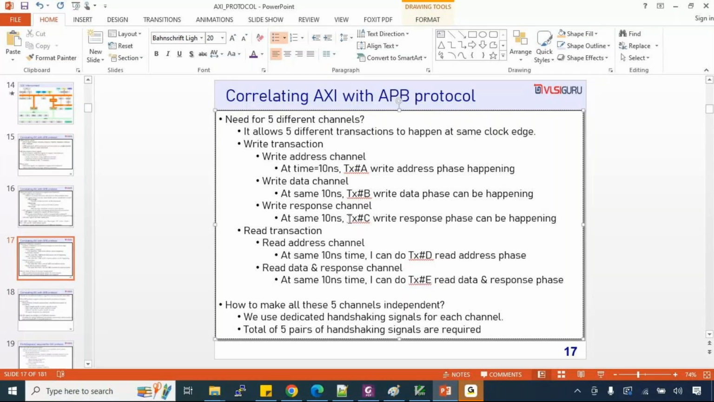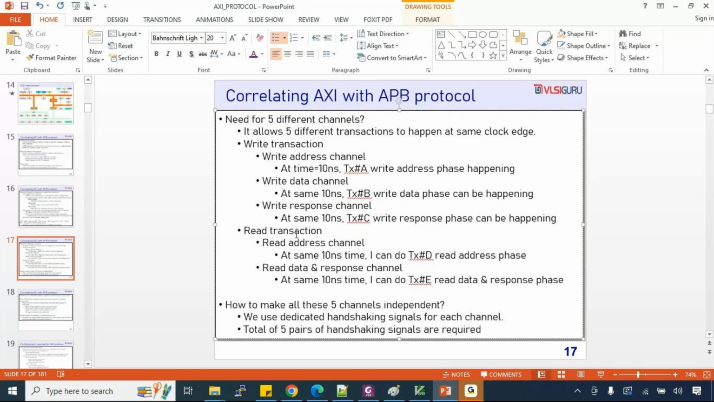When we go through the timing diagram, you will understand that. For now, I know it's difficult to correlate this diagram, what is happening here. Just remember right now that we are able to handle 3 different transactions: transaction A, transaction B, transaction C.